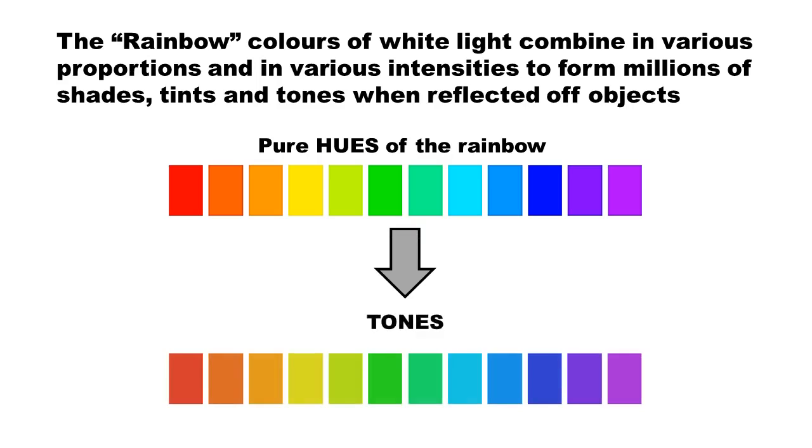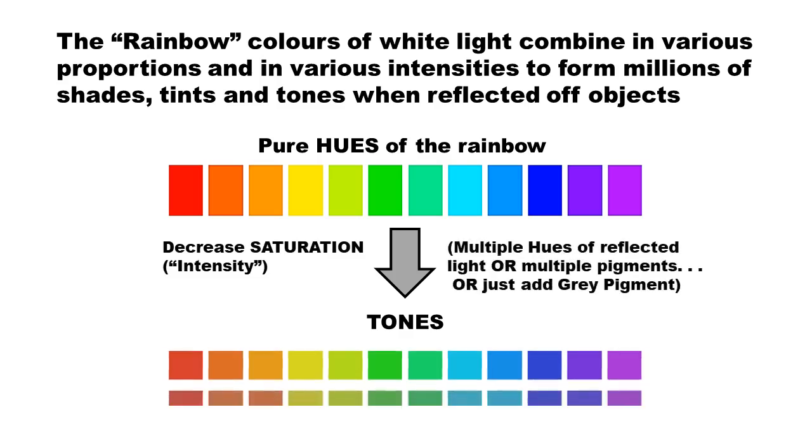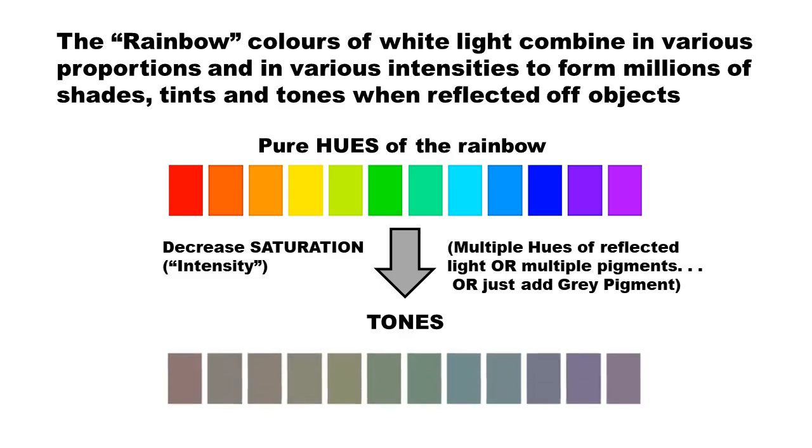This happens when the object is illuminated by a combination of hues because of light reflected off other objects. In other words, it's no longer illuminated by the hues of the spectrum in equal proportion. It can also happen when the object contains various pigments mixed together. In painting, the easiest way to desaturate a pure hue is to add grey in increasing amounts.